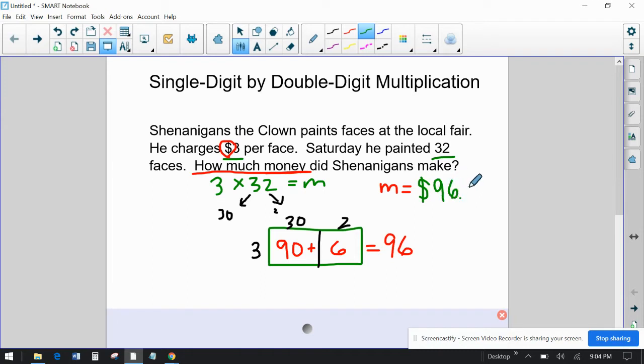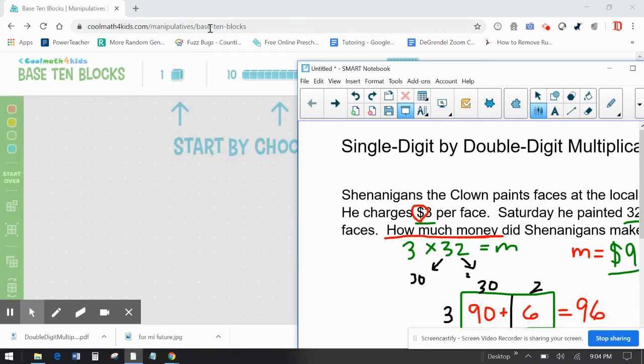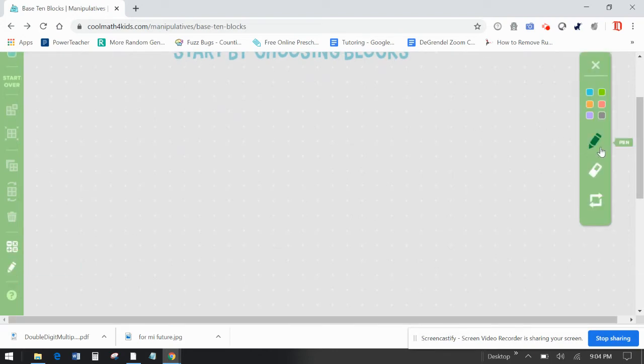So that's our answer. Now I also want to do this problem in another way, and that's on this cool little site that we discovered where we can actually use these base 10 blocks, very similar to how I was showing you using my Smart document on the last video. So what I'm going to do is write the problem here.